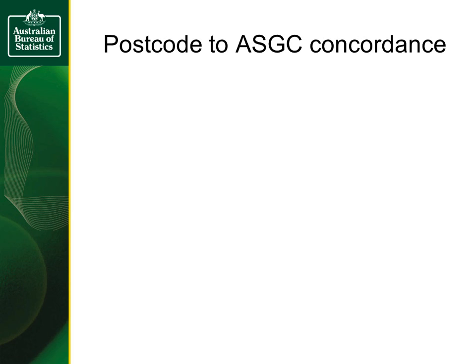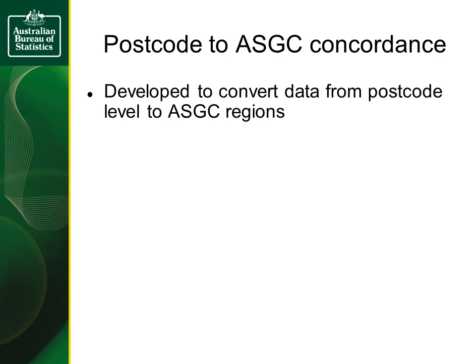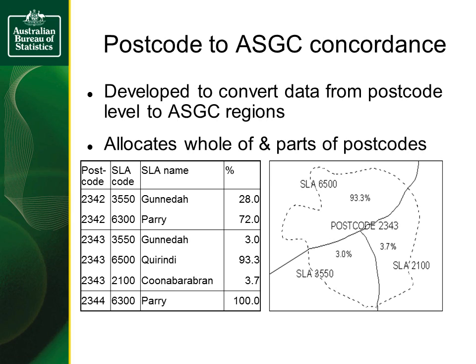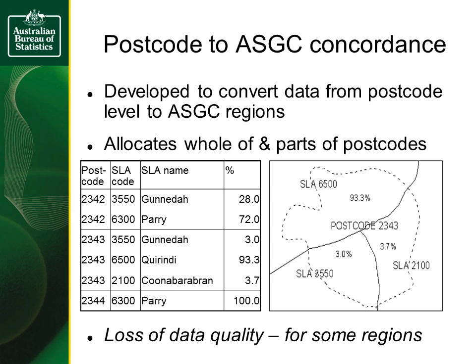To attempt to account for postcodes not falling completely within regions of interest, a concordance can be used to convert data from postcode to ASGC region. A population-weighted concordance allocates whole and portions of postcodes based on the estimated population distribution across these postcodes at a particular point in time. However, depending on the relationship between the postcode and the ASGC region, and the relative size of postcode populations, there can be a wide variety of confidence in the data which has been converted using this concordance.